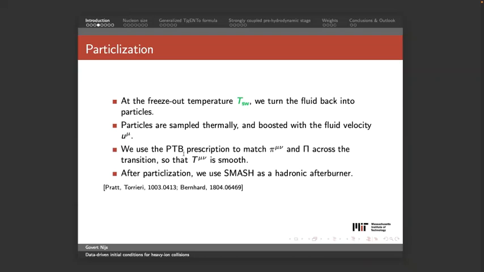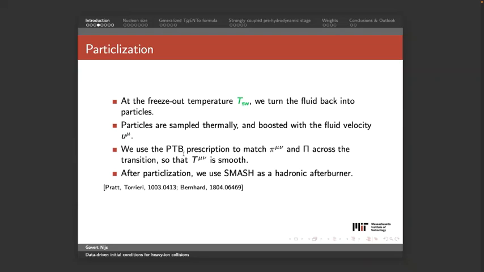And why do you need any prescription? I mean, you calculate T^{\mu\nu} from the... Well, but how to do the viscous corrections, like JETSCAPE had a paper on this, that there's a couple of different prescriptions. This is the particlization, sorry, the hadronization. Yes. Okay, I'll get to the earlier times.